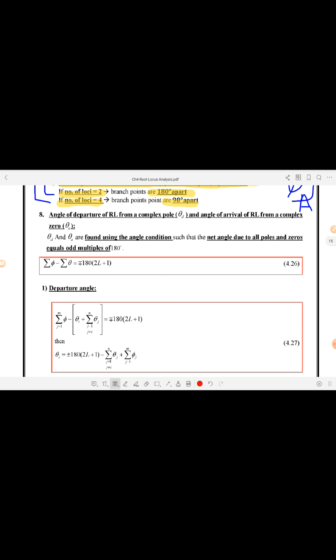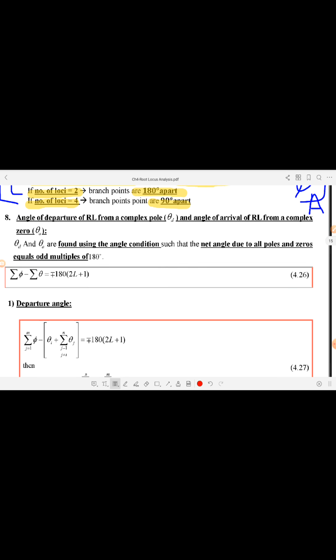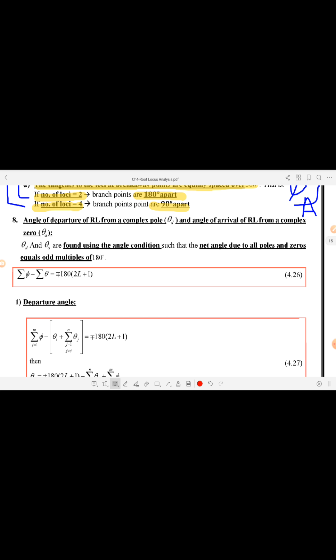After that, we will switch to the eighth step of the root locus construction, which is related to the angle of departure of a complex pole, theta d, or the angle of arrival to a complex zero, which is theta a. So here, departure is theta d and arrival is theta a. And why do we call it departure for a complex pole and arrival to a complex zero?